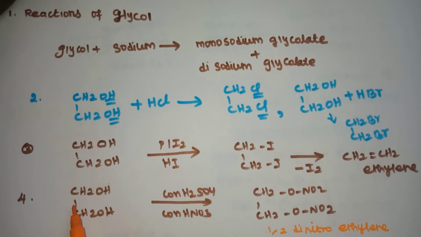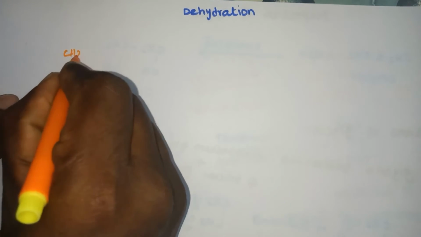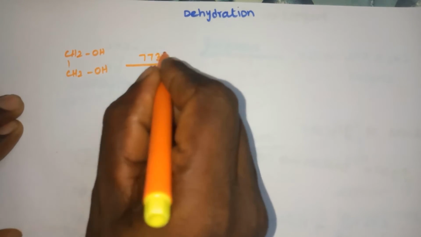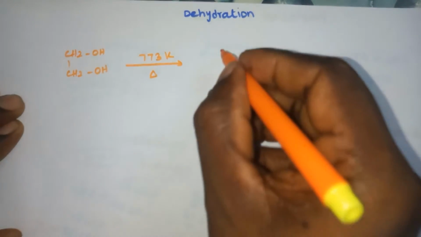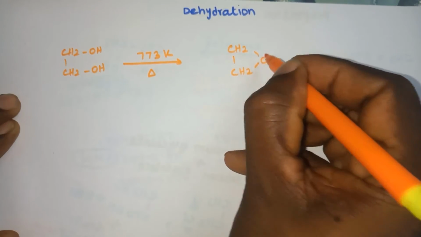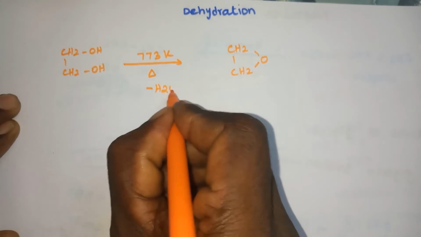Nitration of ethylene glycol: glycol reacts with concentrated nitric acid in the presence of sulfuric acid to form 1,2 dinitroethylene. Elimination of water from a molecule is called a dehydration reaction. Dehydration reaction of glycol. First one, ethylene glycol, CH2OH-CH2OH, reacts at 773 Kelvin temperature to form an epoxide. One water molecule is eliminated from glycol.